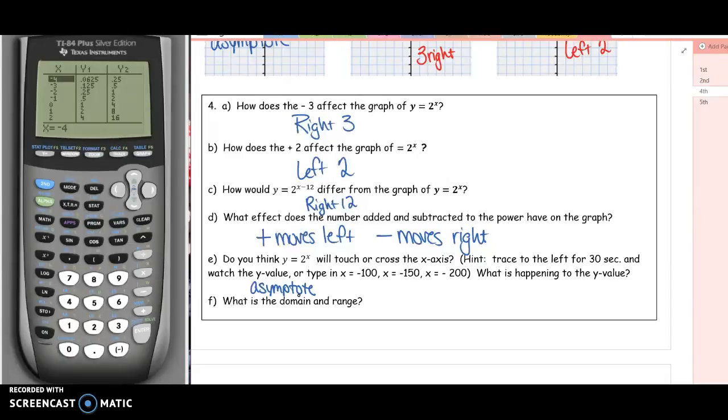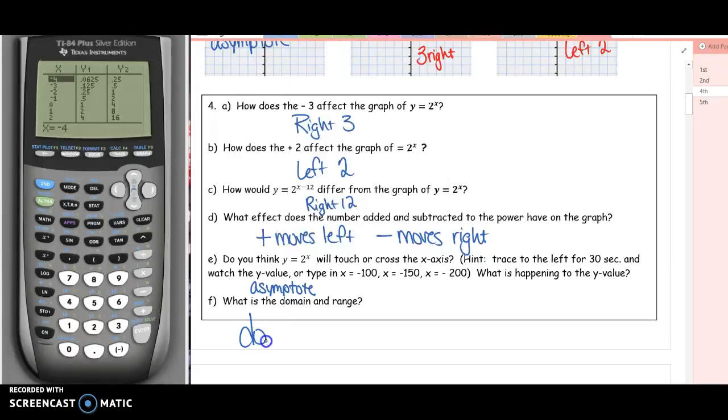Now, our pens and pencils aren't super precise, so when we draw these graphs in, it's going to look like our graph is touching the x-axis. But if you were to zoom in, zoom in, zoom in, it's continually getting closer and closer to the x-axis without ever touching it.